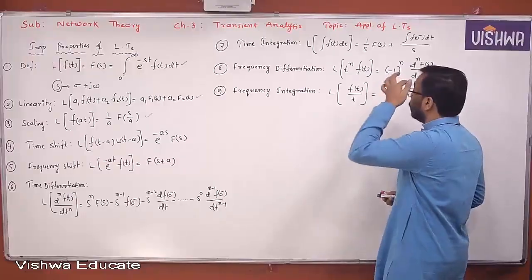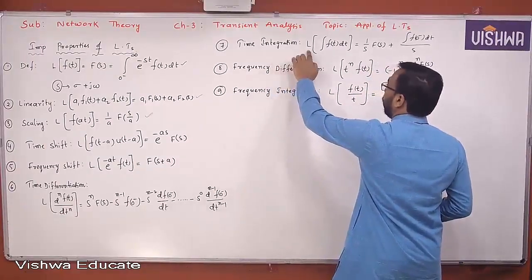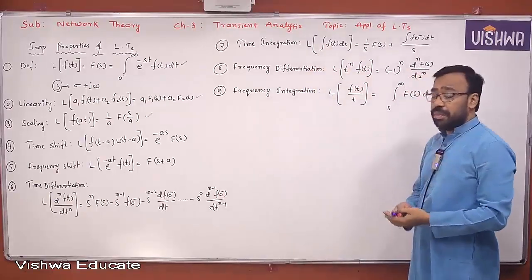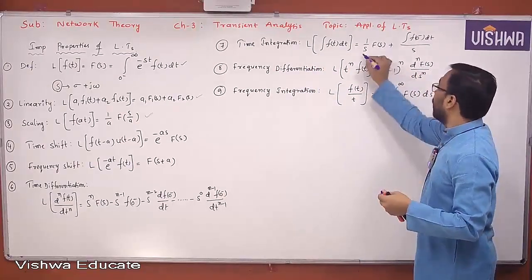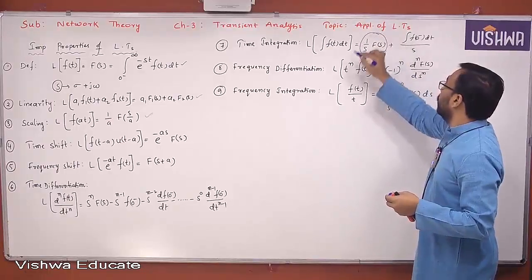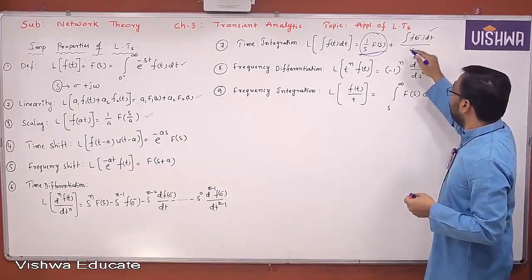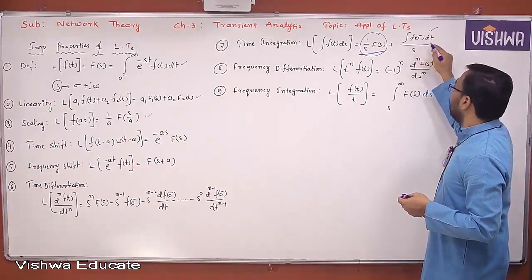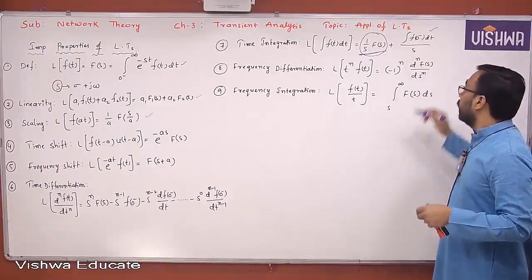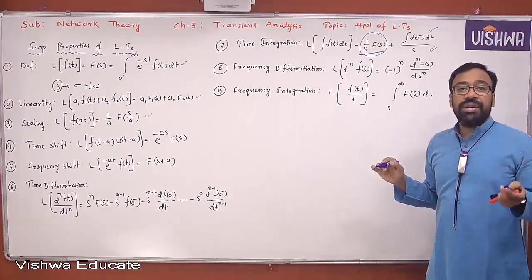Now time differentiation, time integration. L of integral f of t dt. Most of the times we remember only this particular part. Usually people remember only this part. But you should also remember the 0 minus conditions, integral f of 0 minus dt by s. This part is very, very important, I'm telling you, because in solving our networks, 0 minus conditions are very important.